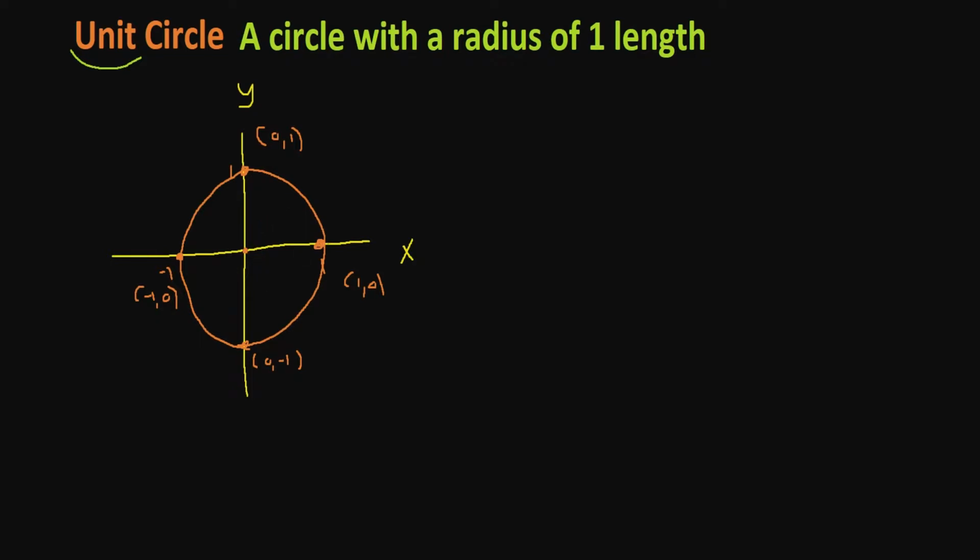Now, what is the circumference of our circle? What is the circumference of this unit circle, this very special circle with a radius of 1 length? Well, if we use our formula, circumference is equal to 2 pi times r. Circumference is equal to 2 pi times 1, because the length is 1 for the radius. So we have that our circumference is 2 pi.